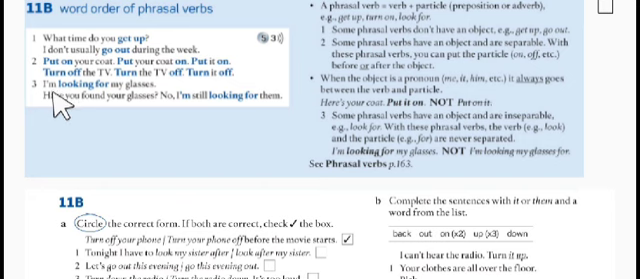Number 3, I am looking for my glasses. So these types of phrasal verbs are not separable. We can't separate them. If we separate them, then those phrasal verbs are incorrect, so they don't give the right meaning. Have you found your glasses? No, I'm still looking for them.